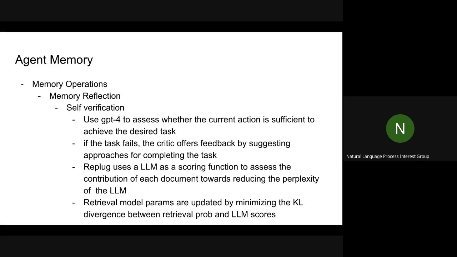And this REPLUG paper, right? They're trying to actually have the retrieval model get tuned based off of the quality of the responses. So the retrieval model's parameters are updated by minimizing this KL divergence between the retrieval and the LLM scores. It has the LLM score the contribution of each document, and then it uses that to update the parameters of the model by minimizing the divergence between the retrieval probability and that score that the LLM provided.